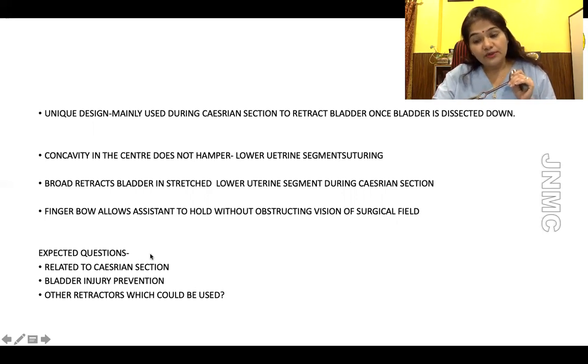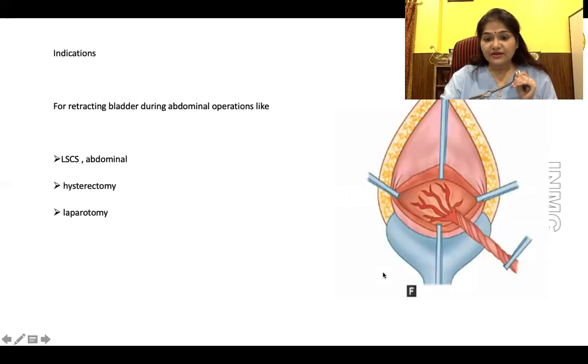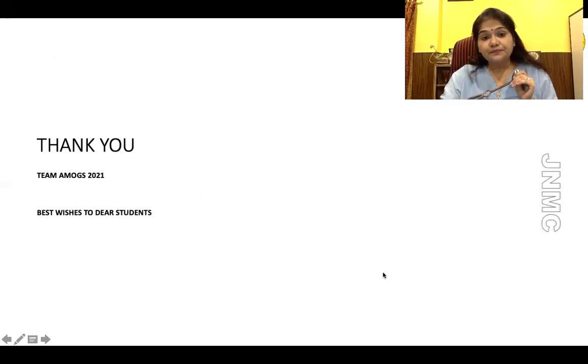So questions are going to be expected on cesarean section. Questions are going to be expected on how to prevent bladder injury, how to suture, and what all things you will do if at all you inadvertently open the bladder. All these things are going to be asked to you if a Doyne's retractor is given to you, right?